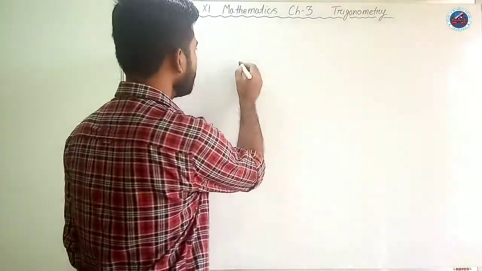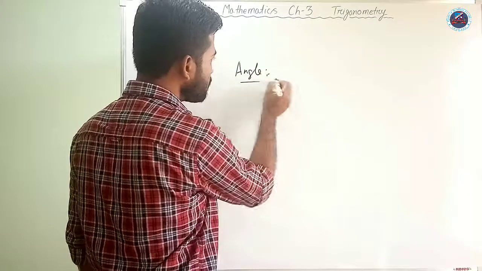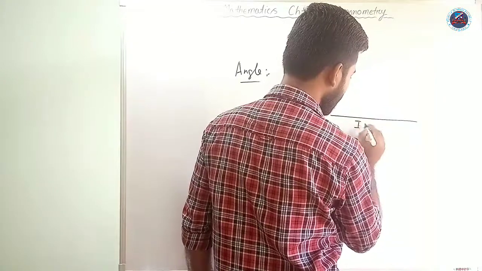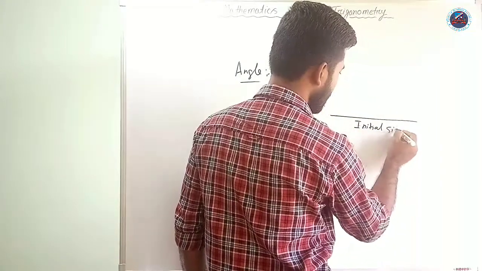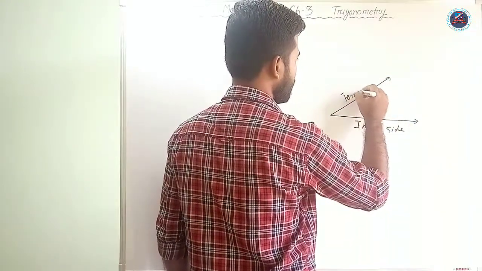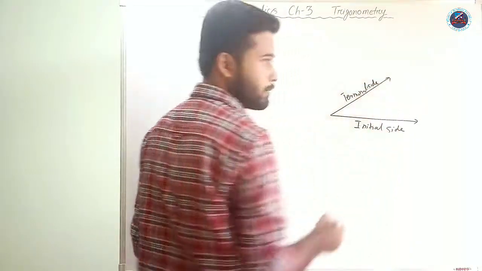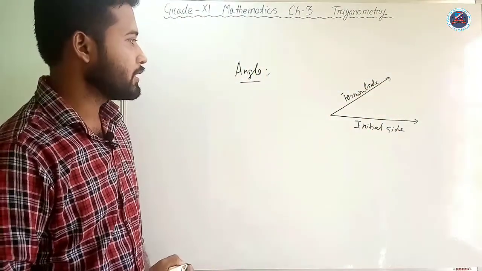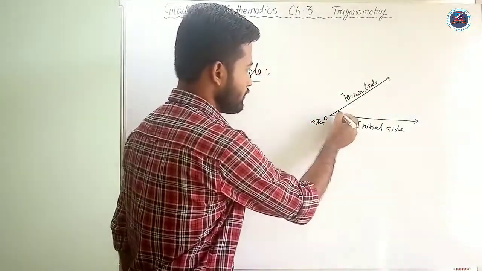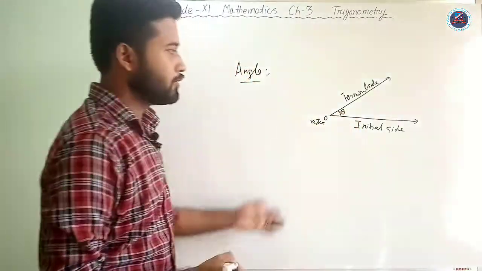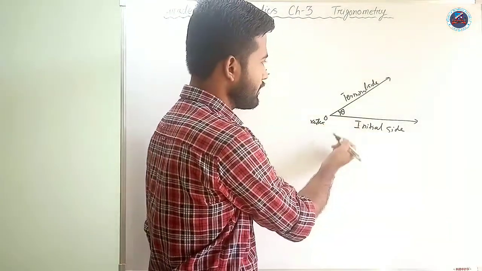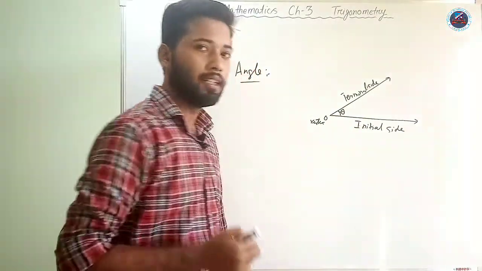So what is an angle? To define an angle, we need two things. One is the initial side, and another is the terminal side. Fine? Okay. So these are the two things that we need, and this is known as the vertex, and this we represent as theta. So what is an angle? An angle is the measurement of the rotation done by the terminal side with respect to the initial side.